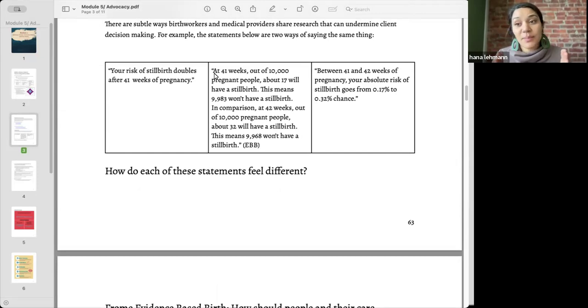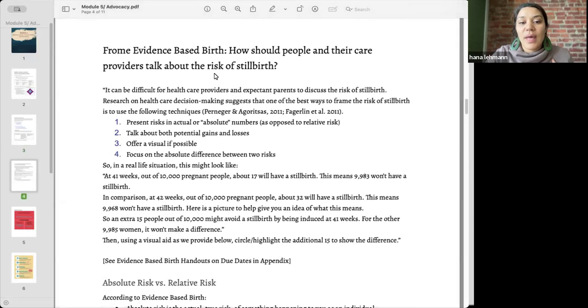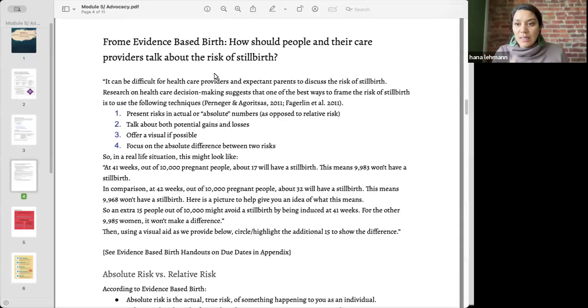And it's a really helpful representation of someone's risk, right? And so that can really help someone take in the data in a way that's useful to them, in a way that helps them make a good decision, right? So offer a visual if possible. And then focus on the absolute difference between two risks.